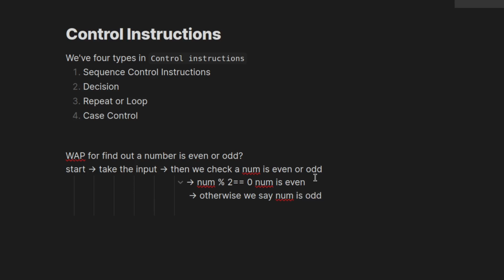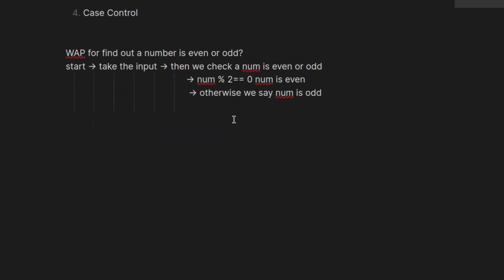This is the type of decision making where we decide at this time whether the number is even or odd. Then we say this comes into the picture of decision control instruction. Our first decision control instruction.